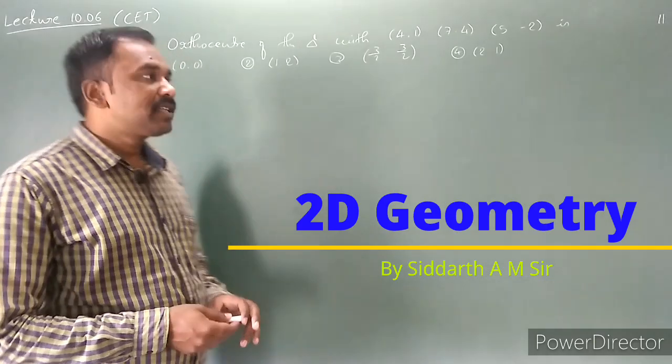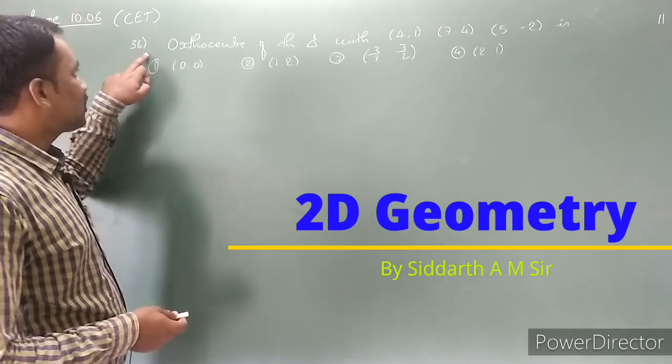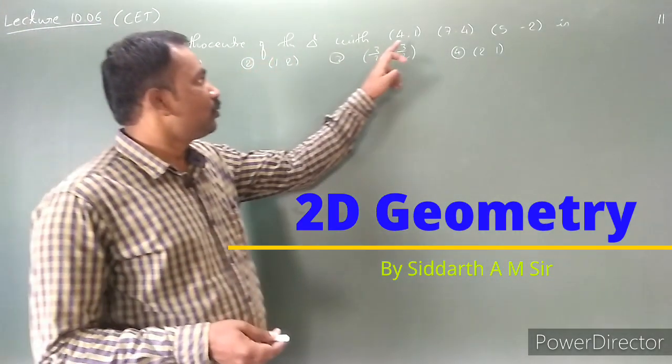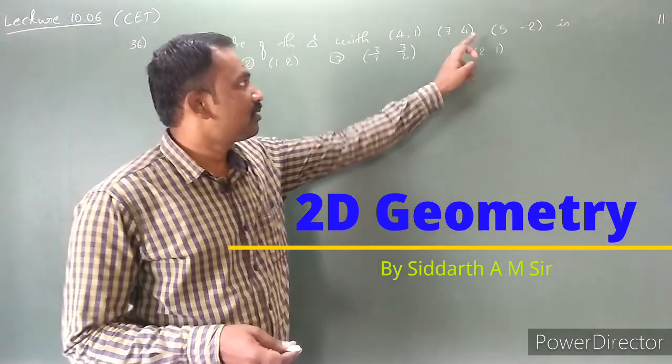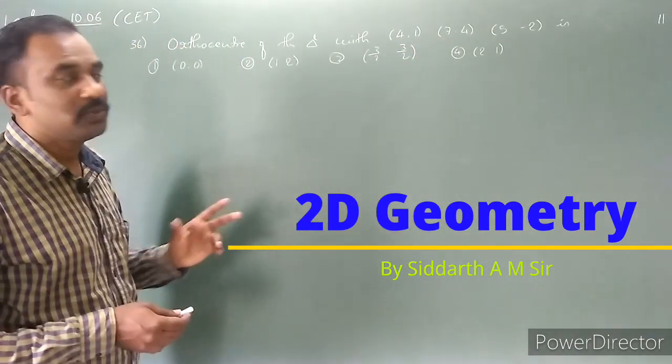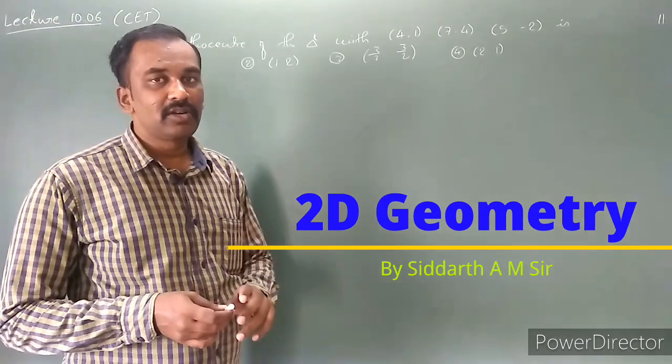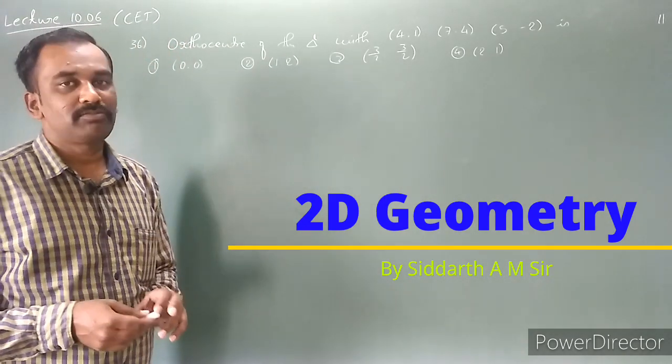Now let's go to the next example. The orthocenter of the triangle with the vertices (4, 1), (7, 4) and (5, -2) is. Four options we have. We need to find the orthocenter of the triangle.